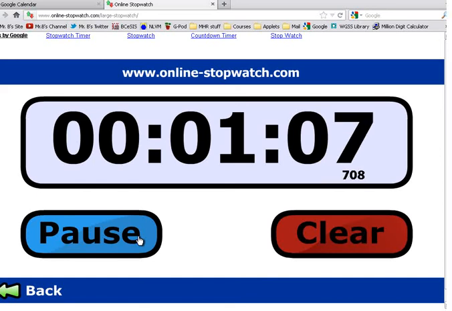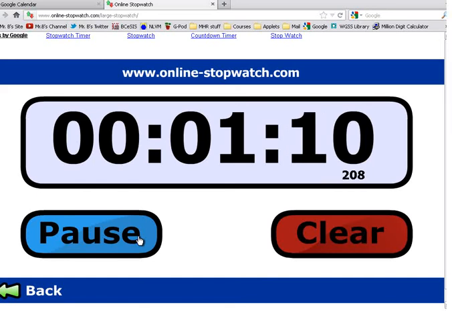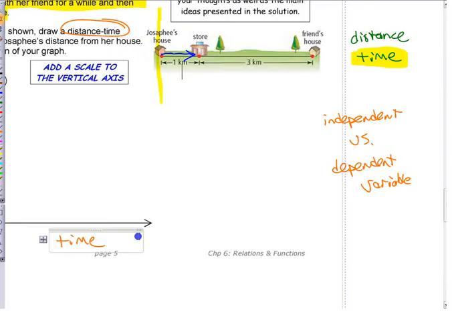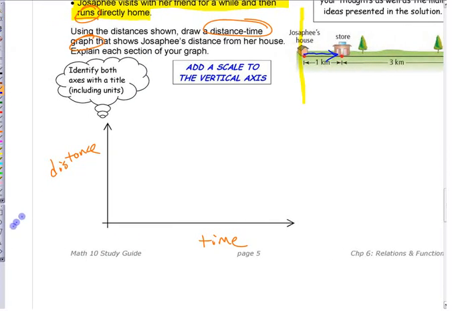Okay. If it's science fiction, you can freeze time and go back in time and all that. But in the real world, the time keeps going by, right? That time is ticking away, and that's the independent one. Okay, the time is independent. Distance is the dependent. The way you set it up is you always put the dependent one on the vertical axis, and you put the independent one on the horizontal axis. All right? When you're setting this up, we should be specific here too. Don't just say distance. Say distance from her house, because that's what this says here. Distance from her house.